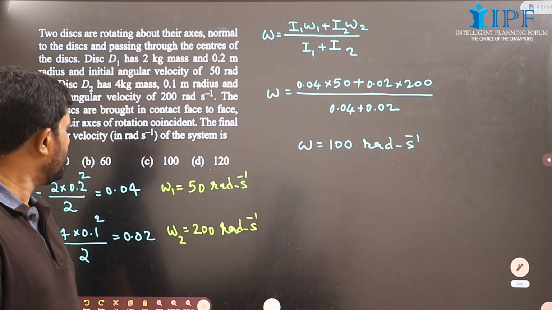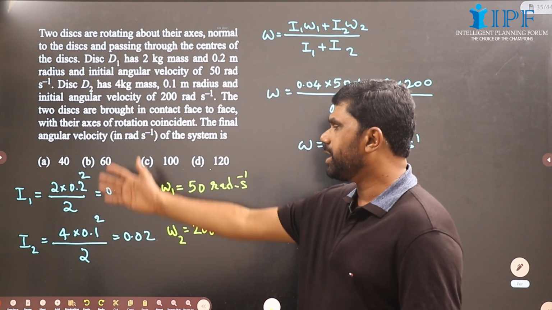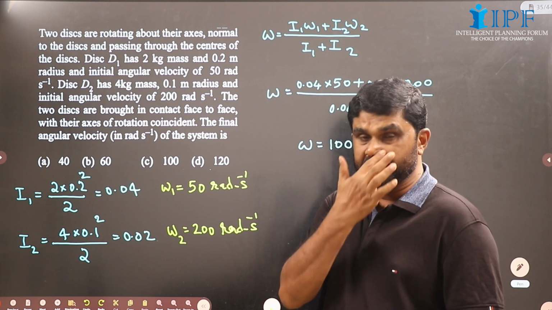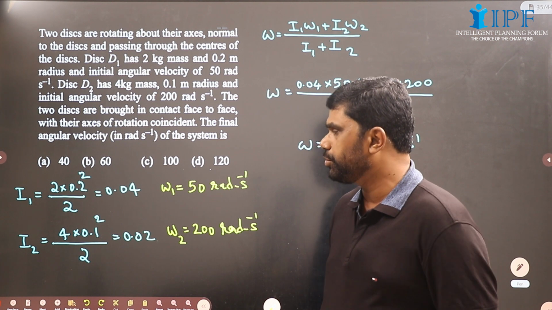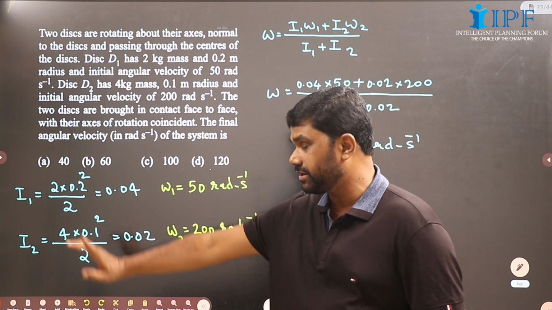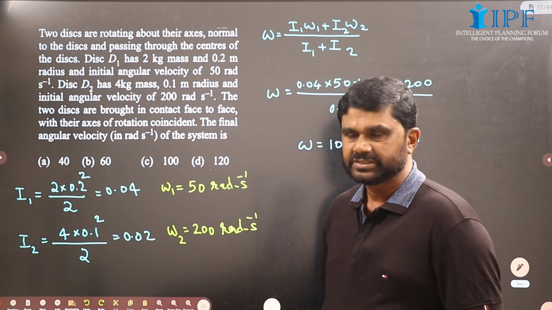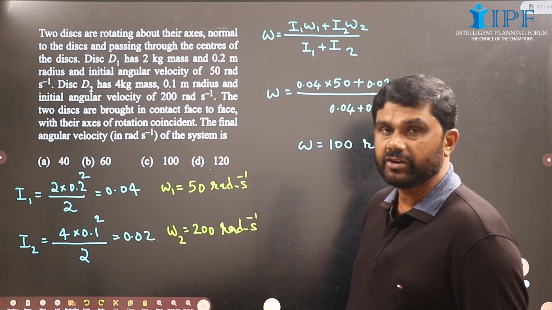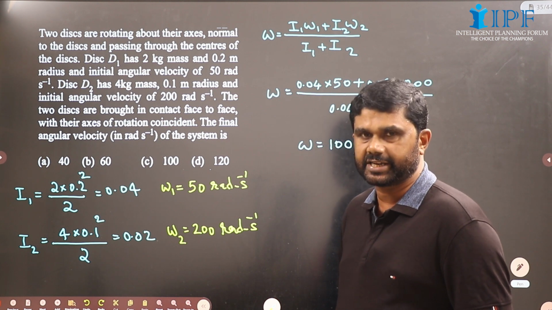Now let us see I1, moment of inertia of the first disk, that is mr square by 2. Mass is 2 kilogram. Radius is 20 centimeter or 0.2 meter. So mr square by 2 will be 0.04. Moment of inertia of the second disk, mass is 4 kilogram. Radius is 10 centimeter or 0.1 meter. So mr square by 2 we will get 0.02. Omega 1 is 50 radians per second and omega 2 is 200 radians per second.